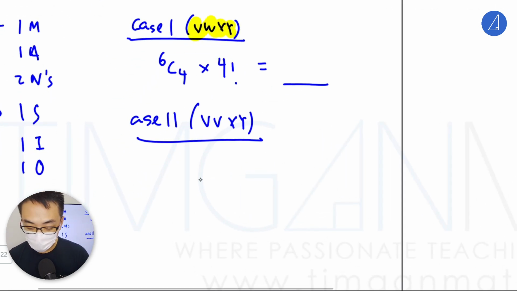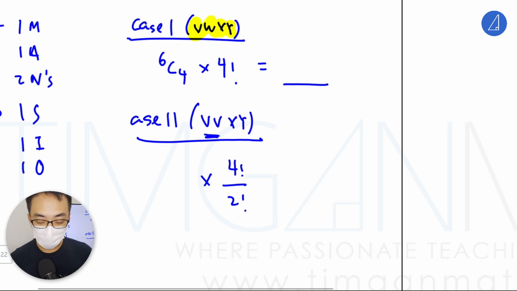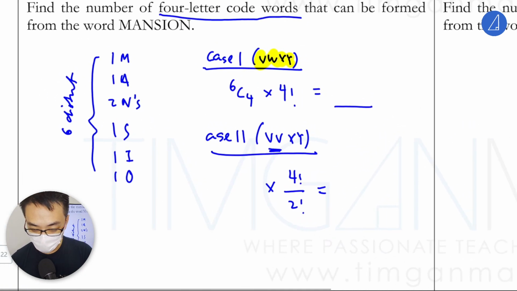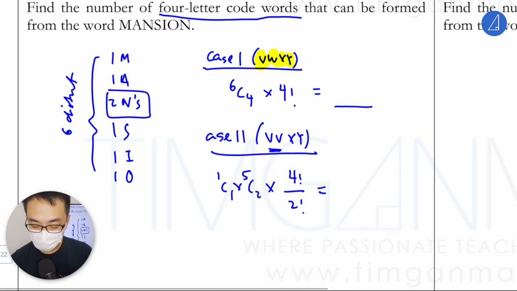Case 2 is just, you know that whatever combination you have is just 4 factorial over 2 factorial, because these are 2 identical. So case 2 will be 1 choose 1, because there's only 1 letter qualifying for VV. Then you have 5 choose 2 here.